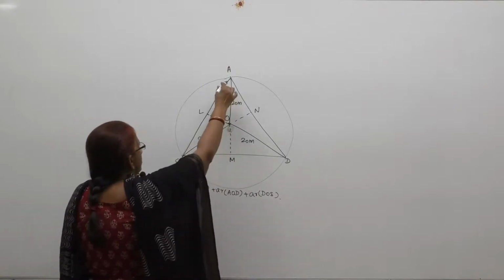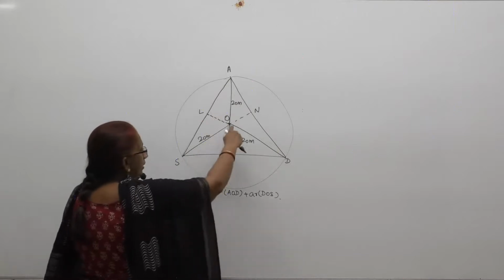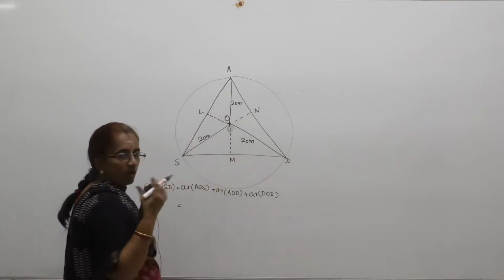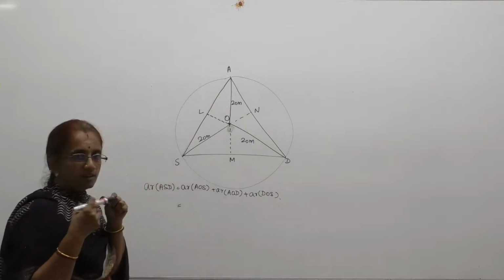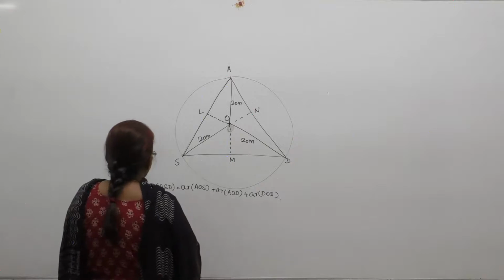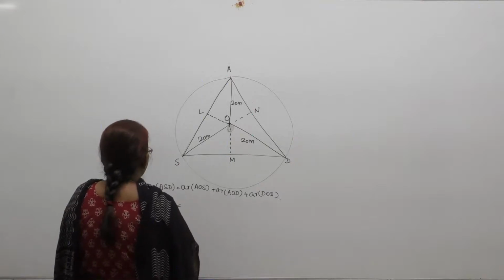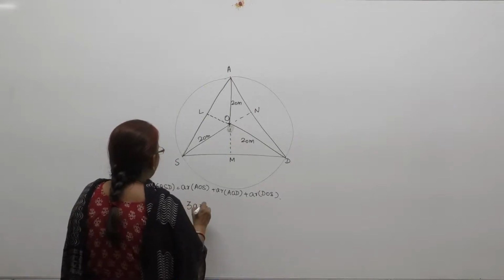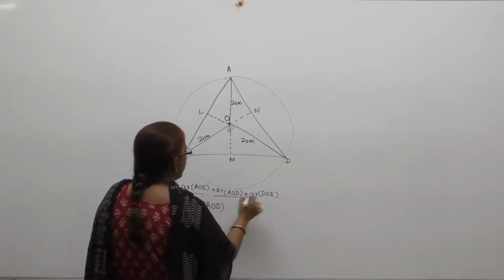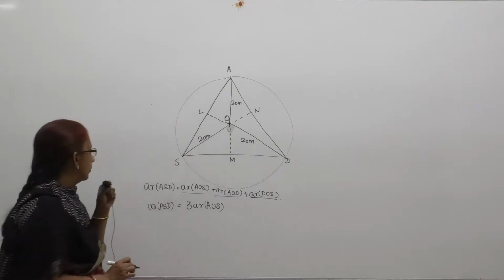So 20 meters, 20 meters AS, 20 meters, 20 meters SD. AS and SD are equal, right? Therefore, all of these triangles are isosceles triangles and each of these areas will be equal. So I can write this as area of ASD equals 3 into area of AOS. Correct? Because all these areas also will be equal.